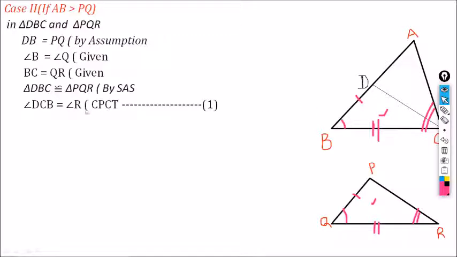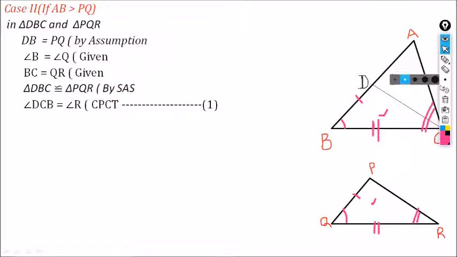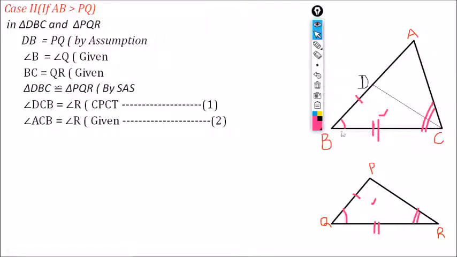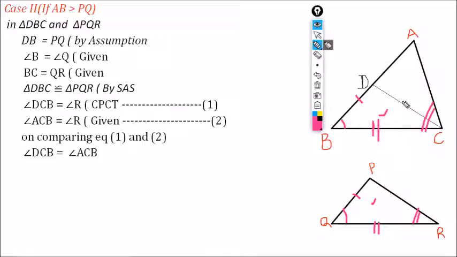So I have to write two reasons here. Angle DCB is equal to angle R, and secondly, angle ACB is equal to angle R, because it is already given in the question that these angles are equal. On comparing these two results, we get DCB equals ACB. DCB is this particular angle, and ACB is this bigger angle. These two angles are equal.